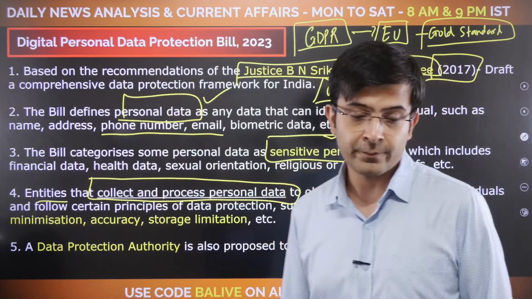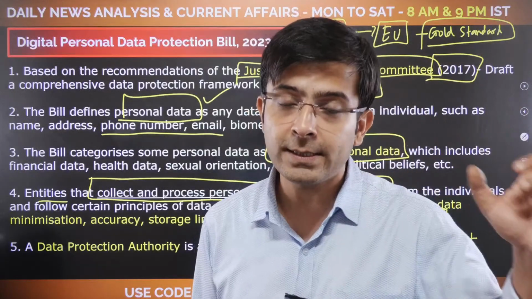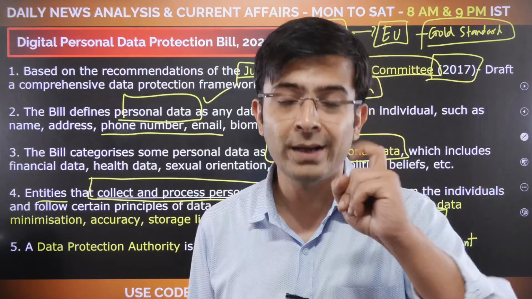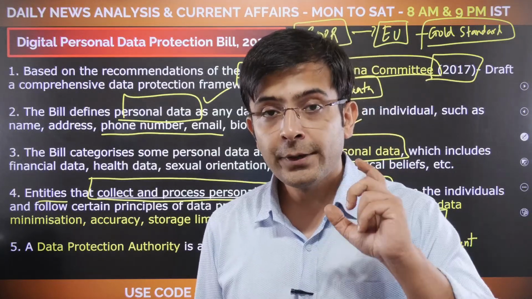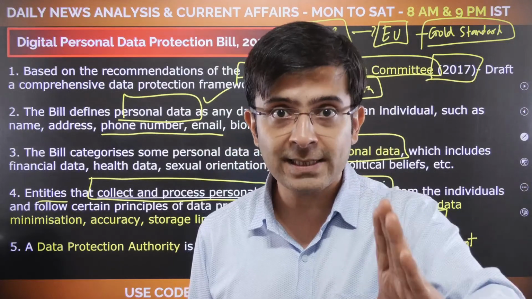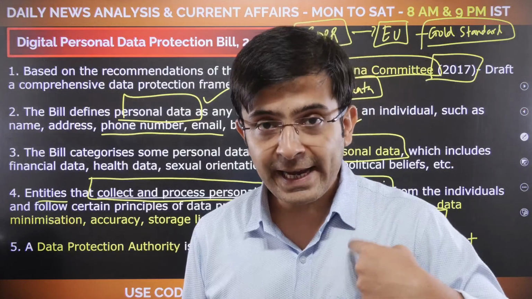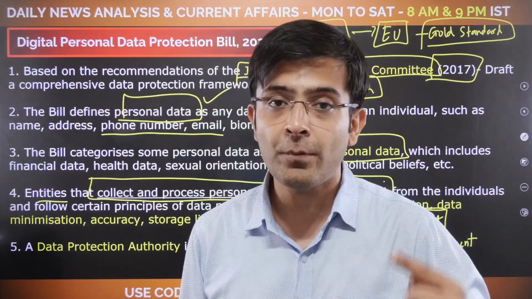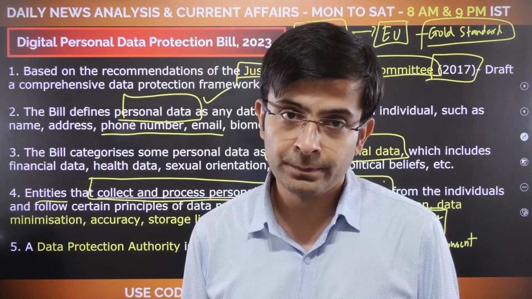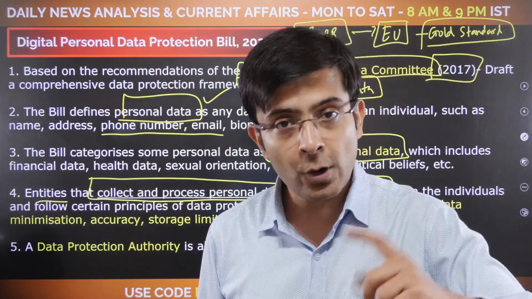What does it mean? Firstly, you have to get mandatory consent from the user before you capture his or her data. Number two, your consent should only relate to the particular things that you are going to capture. At the same time, I as a user must have the opportunity to withdraw that consent anytime I want. So you can give consent, you can withdraw consent.